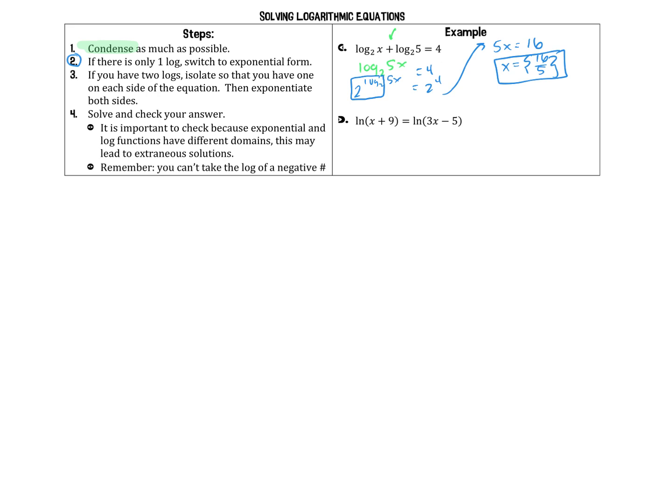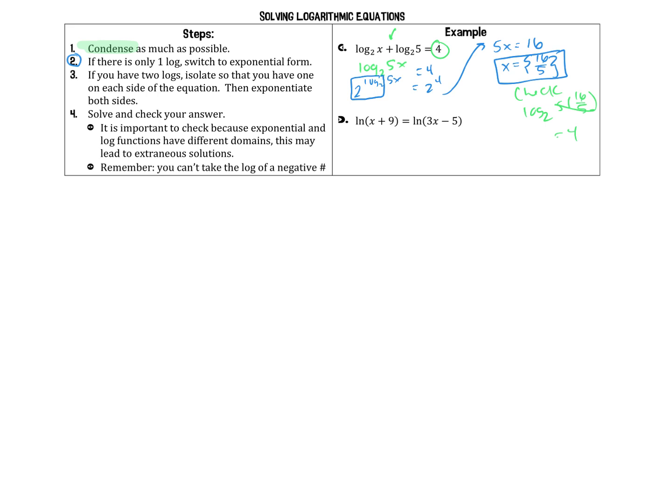And we could plug that back in to confirm. I'm actually going to plug it back into that green step, log base 2 of 5 times 16 over 5. So log base 2 of 16, what exponent takes us from 2 to 16? It's 4, and that's what we were supposed to get.